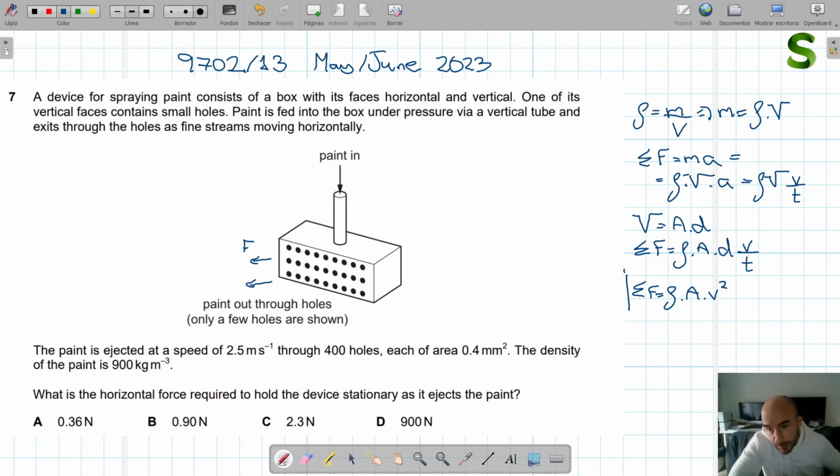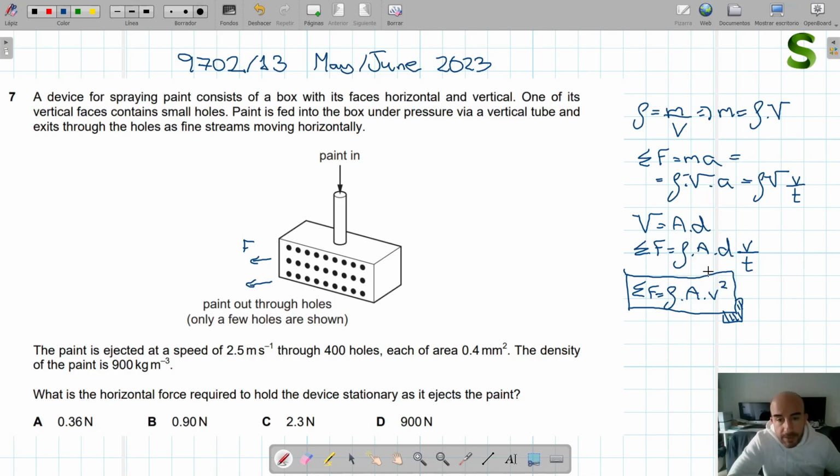Okay, so basically you have to obtain a formula with the things that you need, which is the force, expressed by the variables that they give you. And you've always got to play with this, the density as mass times volume, and then always remember that you can change volume as area times distance, and then play around with that.